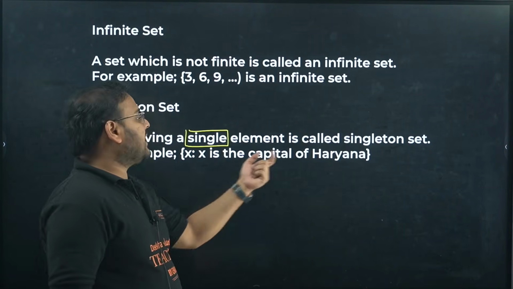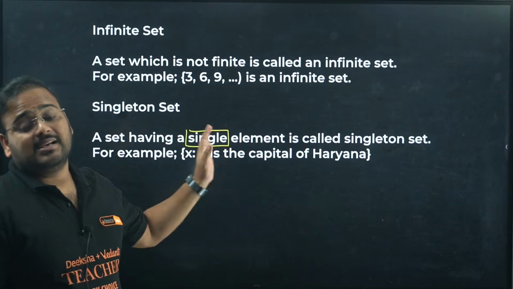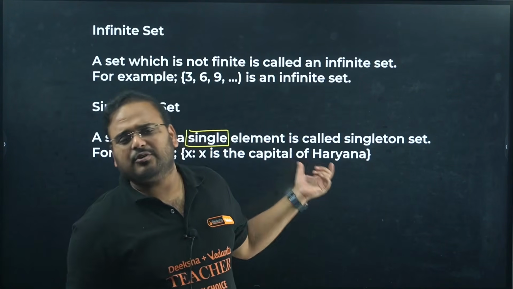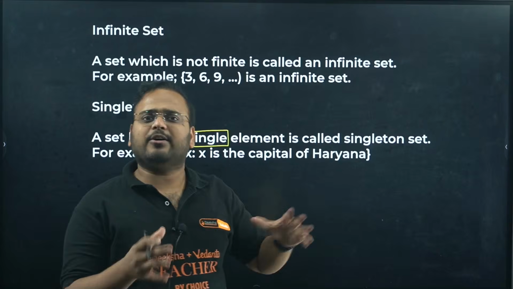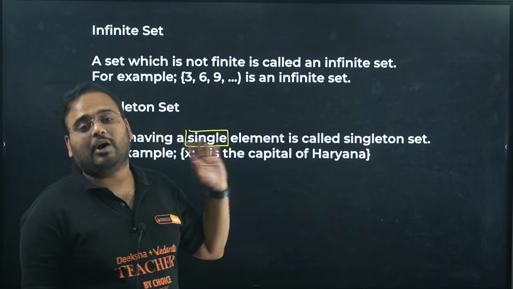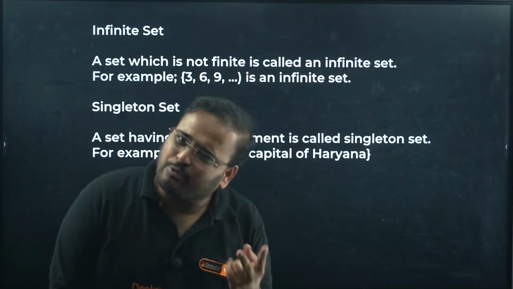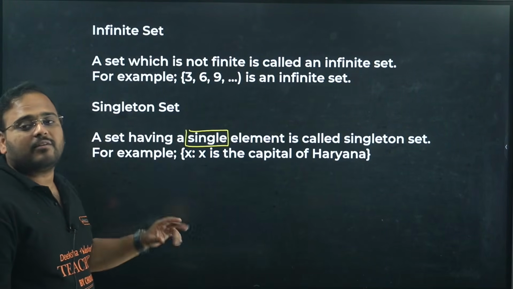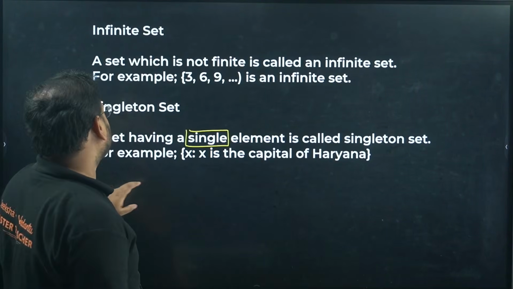Example, X is the capital of Haryana. Yes, a set can have elements, not only numbers; it can have letters also, words also. A set of anything can be there, right? The capital of Haryana, Chandigarh. So how many can there be? Can a state have 2 capitals? Not possible. So that's why it is going to be a set of a single element, hence a singleton set.